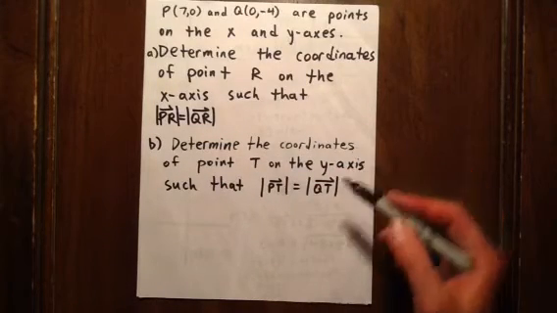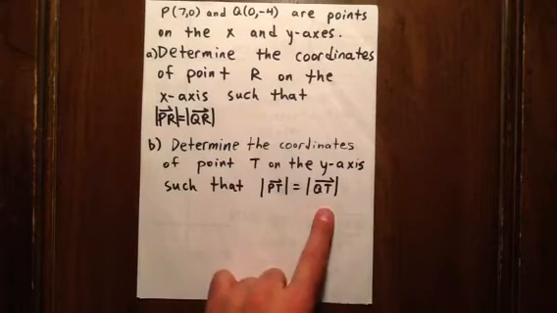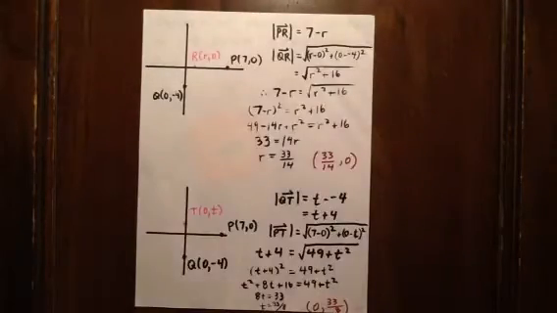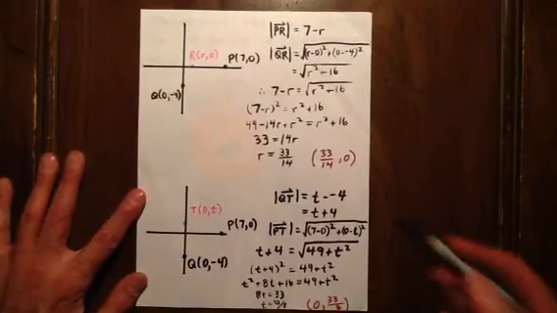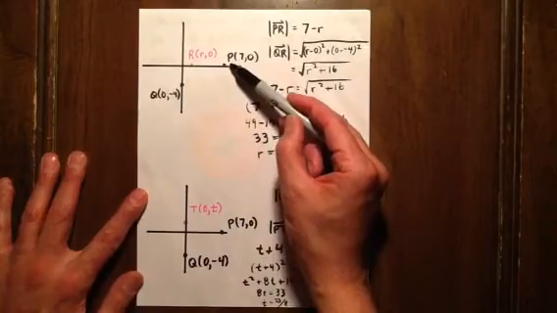Similarly, we're going to try and find the coordinates of a point T on the y-axis such that the magnitude of PT is the magnitude of QT. So here we go. Q is the point (0, -4), and P is the point (7, 0).